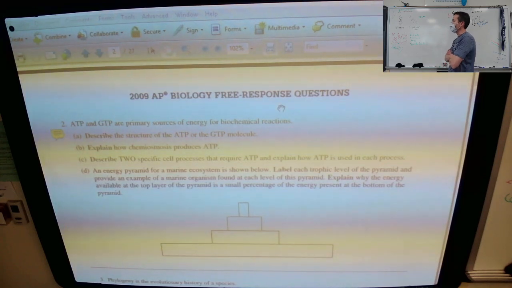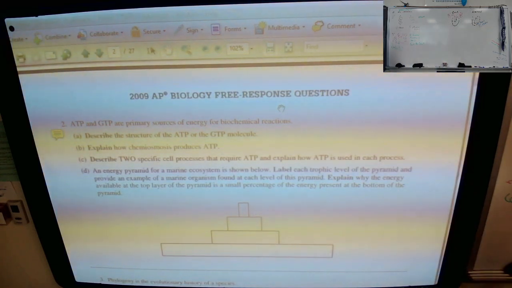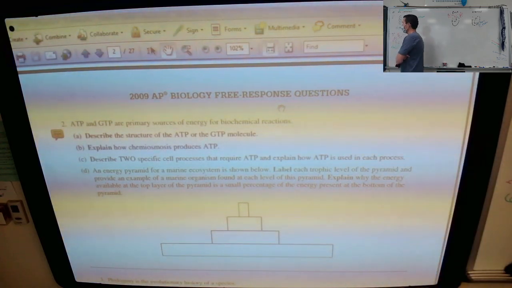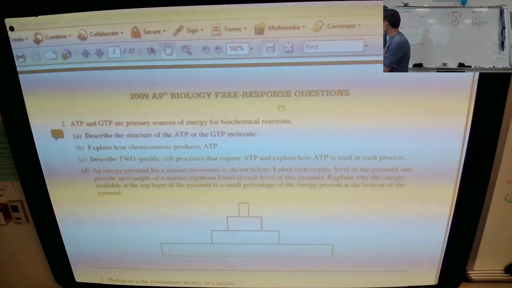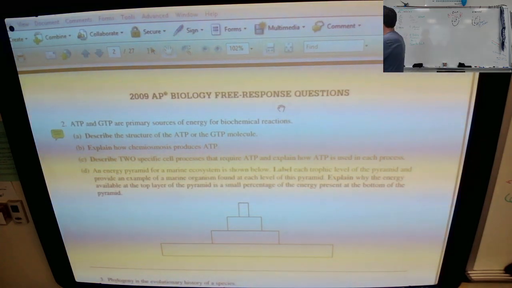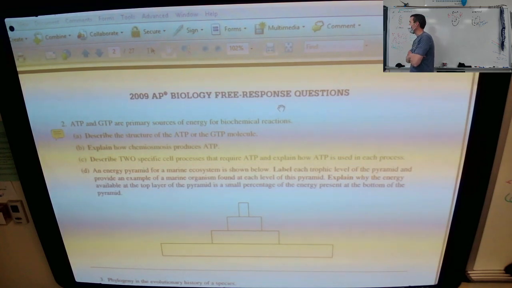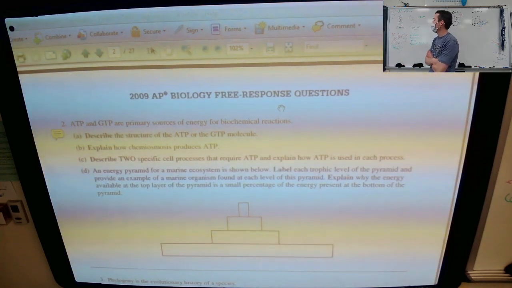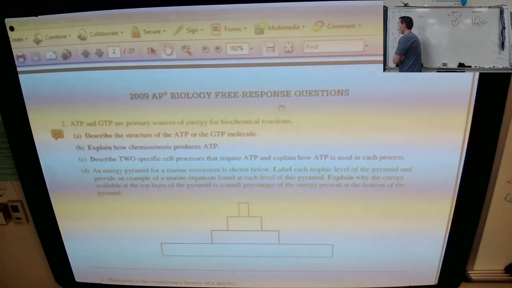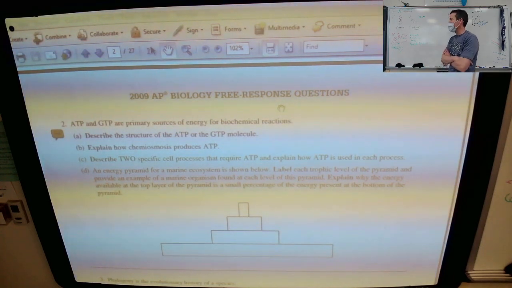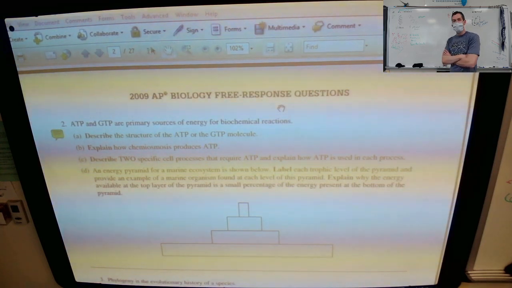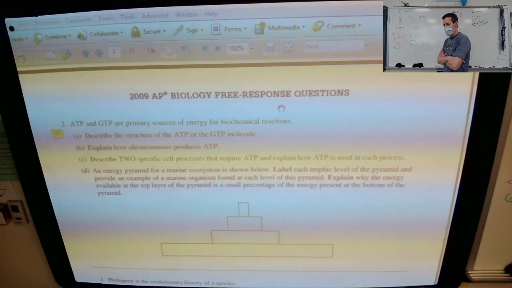Okay, so it says, number 2, ATP and GTP are primary sources of energy for biochemical reactions. You're like, all right, I agree. Part A, describe the structure of ATP or GTP. Part B is going to have you explain how chemiosmosis produces ATP. So we'll focus on A and B. I don't know that we'll get to C and D today. So our goal is to look at A and maybe get into B a little bit. So how would I describe the structure of ATP or GTP? All right, give it a shot.